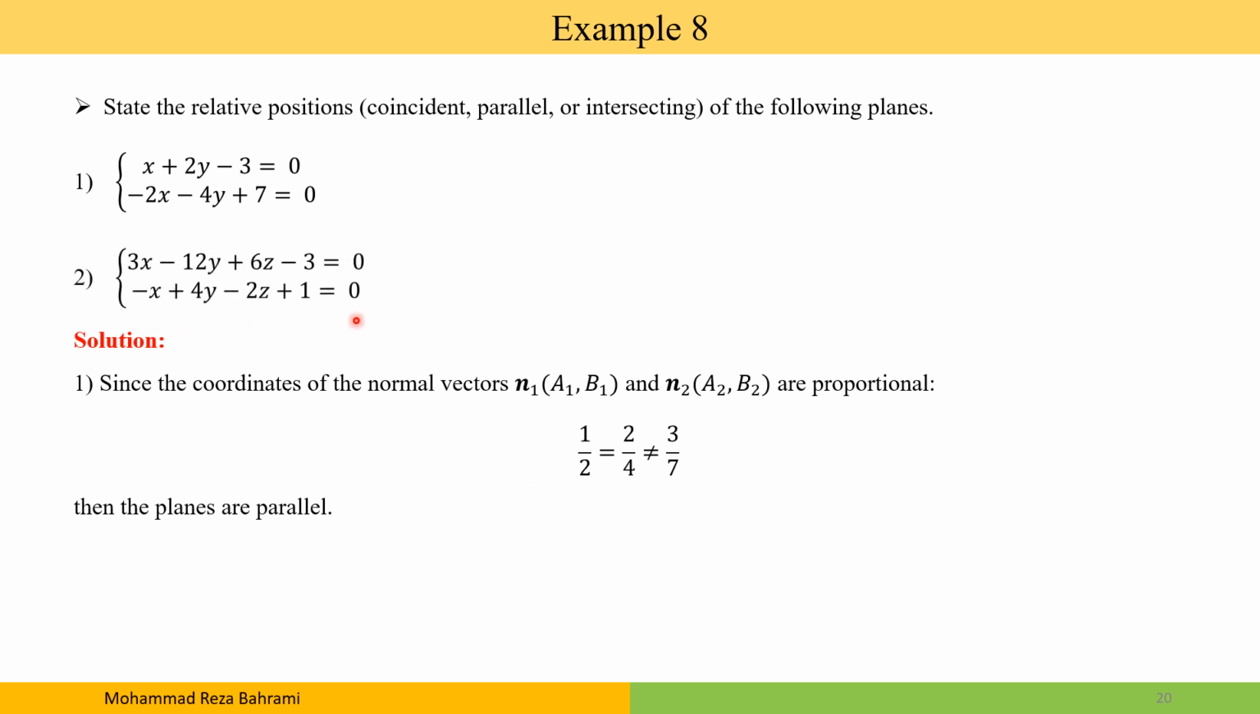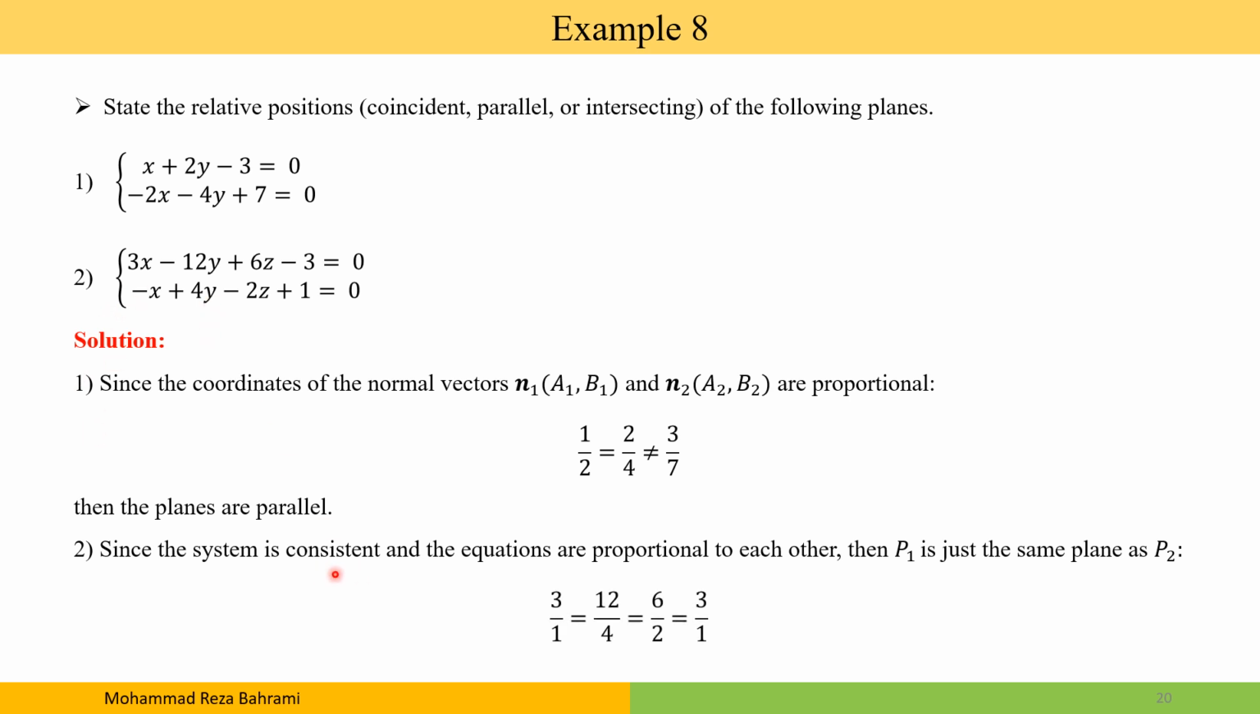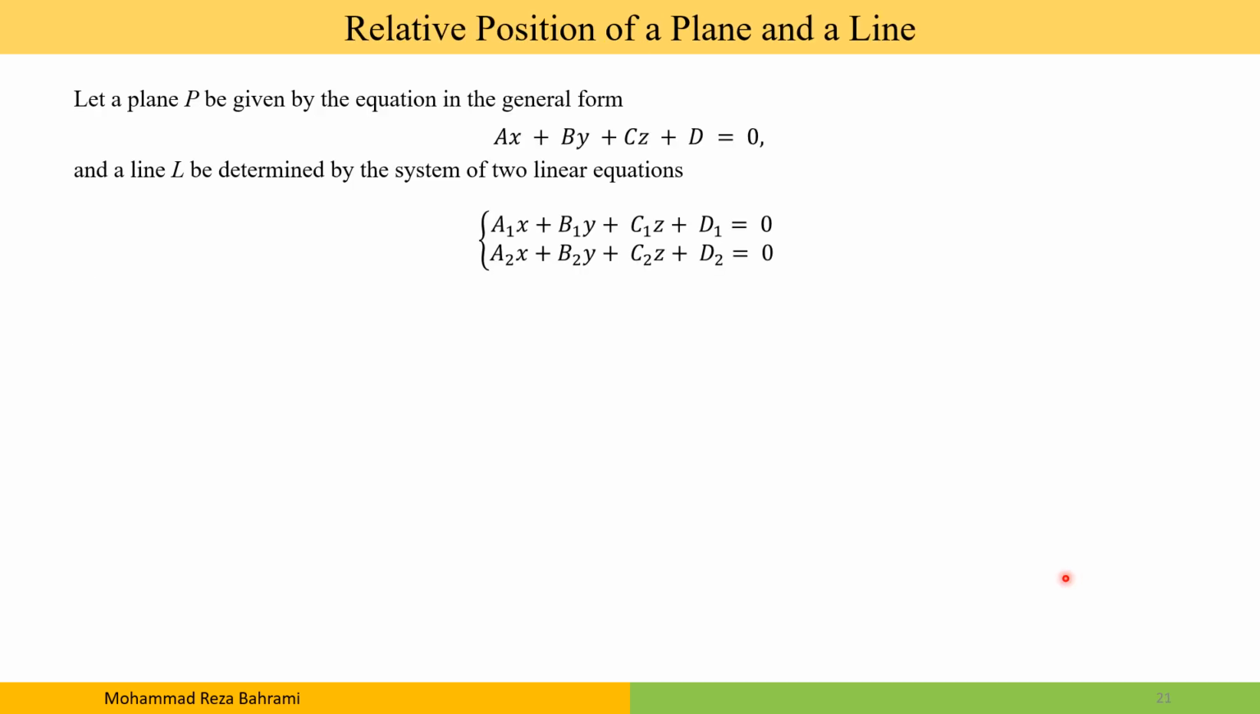Let's have another example. Here we have two planes which are given by two equations, as you can see here. In this case, again, we need to write the system of linear equations and solve it. So the system is consistent, so there's a solution for that, and we can see that the normal vectors and coefficients are proportional to each other. So as you remember, when we have proportional coefficients and the system is consistent, then P1 is just the same plane as P2.